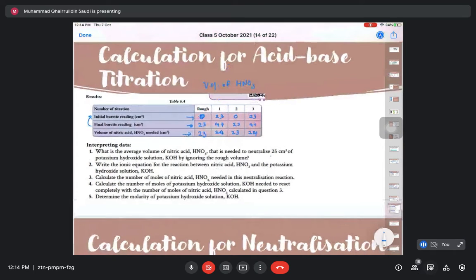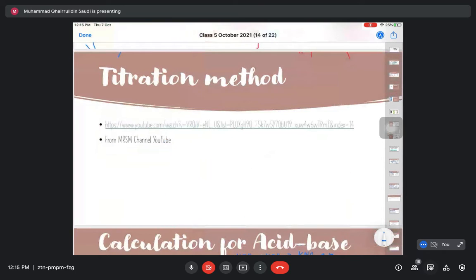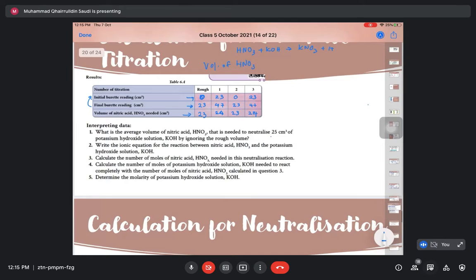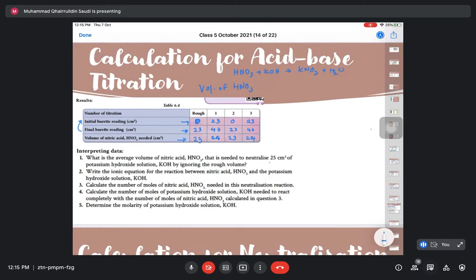Next, this is the acid-base titration for nitric acid with potassium hydroxide. And you will get potassium nitrate and water. Okay, so now we already got the volume of nitric acid, and we are already given the molarity for nitric acid, which is 1.0 mole per dm cube, right? Yes. Okay. We want to know the concentration of potassium hydroxide. The volume of potassium hydroxide used is 25.